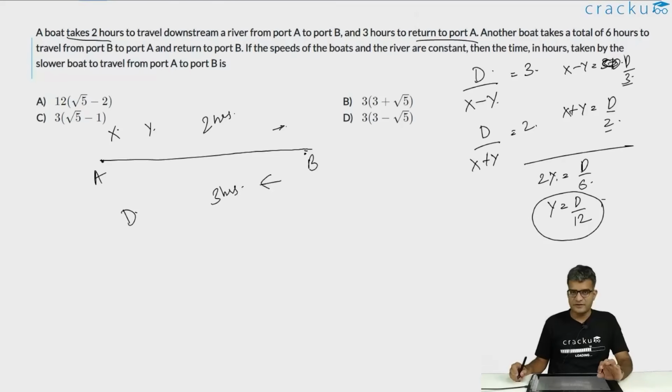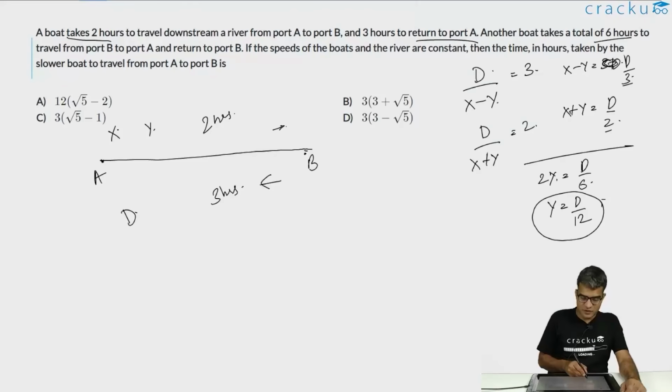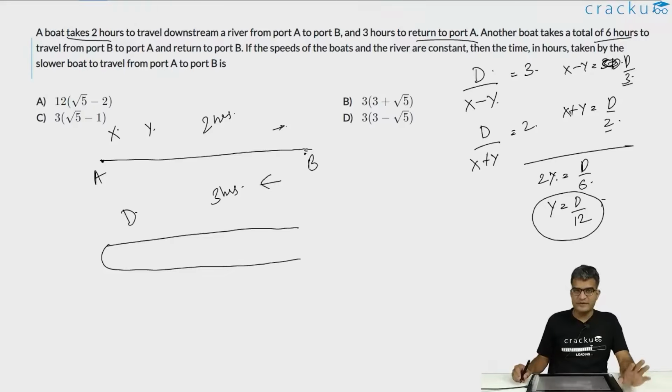So the speed of the boat is the distance divided by 12. Now we are told that there is another boat. This takes a total of 6 hours to go from B to A, which is upstream, and then come back from A to B. So the total time it has taken is 6 hours. Let us assume that the speed of this boat is, say, z.